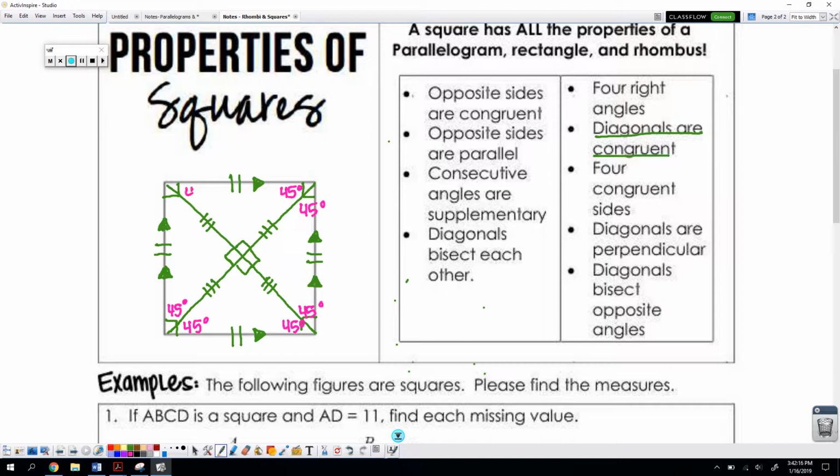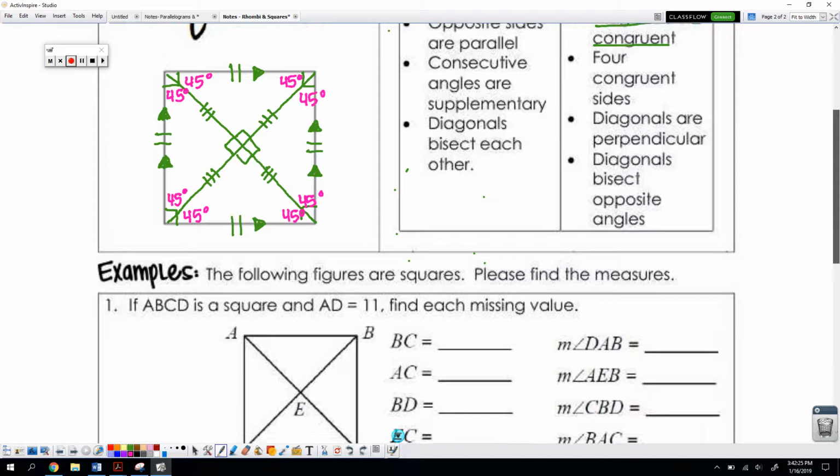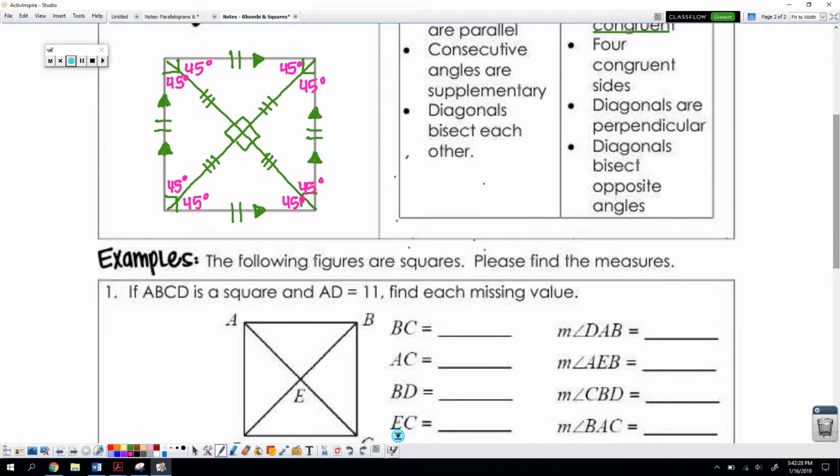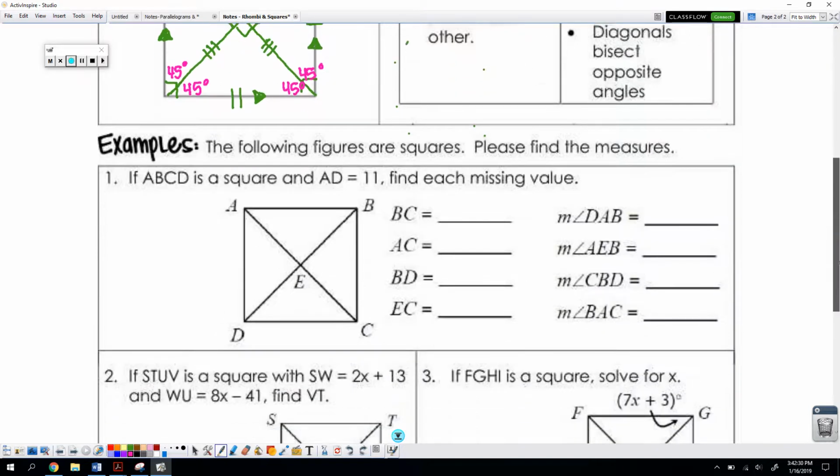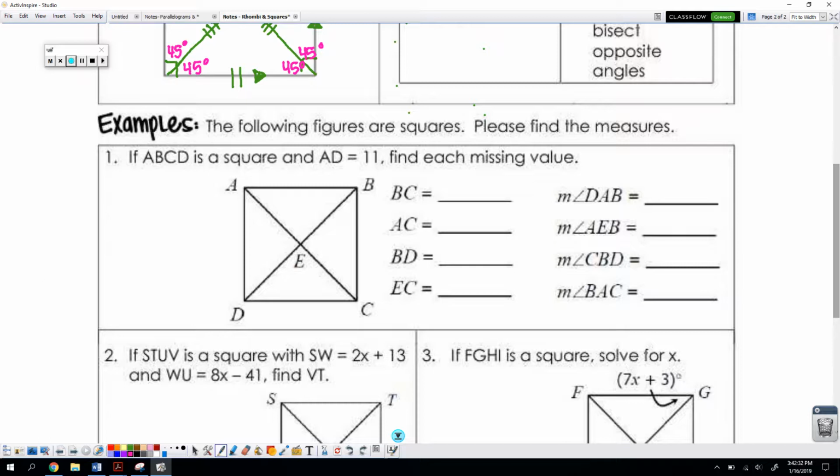Now, what you should also recognize, as I'm putting this in here, is that we now have a bunch of 45, 45, 90 triangles. So we can actually use that knowledge from our special right triangles in order to save ourselves some time. So, when we go through and look at our example, we have if ABCD is a square and AD is 11. So as soon as you know that it's 11, we can put all of our side lengths as 11. Alright. Now, there are multiple ways to go ahead and get any of the interior sides. So let's see what parts they ask us for.